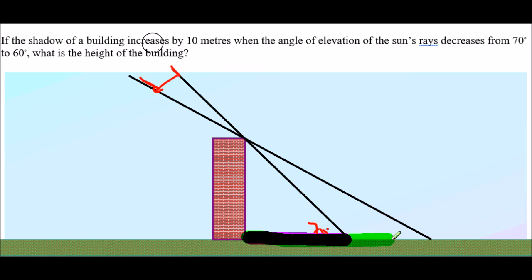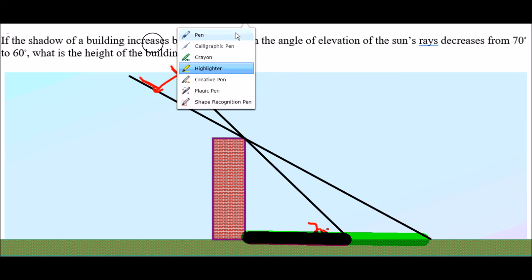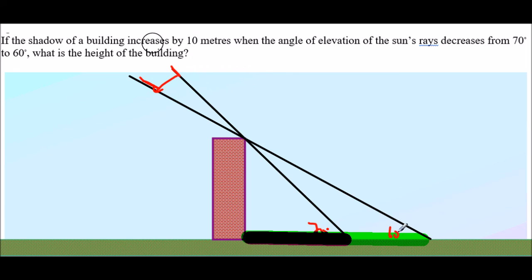And that creates a different 90-degree triangle where we have a 60-degree angle, and we're told that the difference in the length of the shadow, so the shadow increases by 10, means that this distance down here is 10. So that's taking the information from the question and applying it to a diagram so I can figure out what to do next.